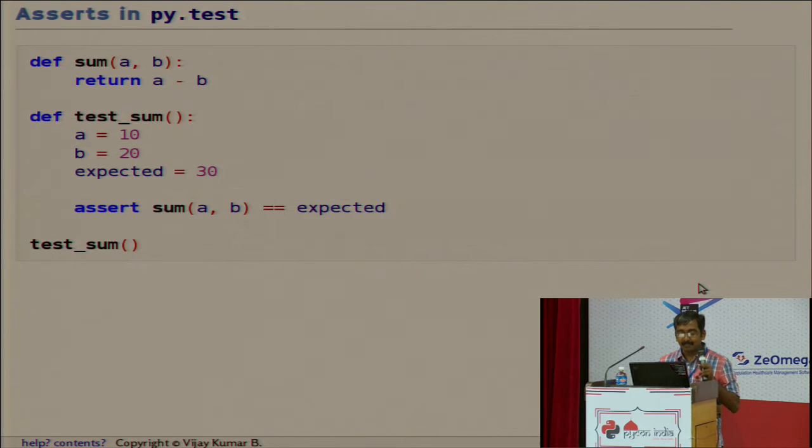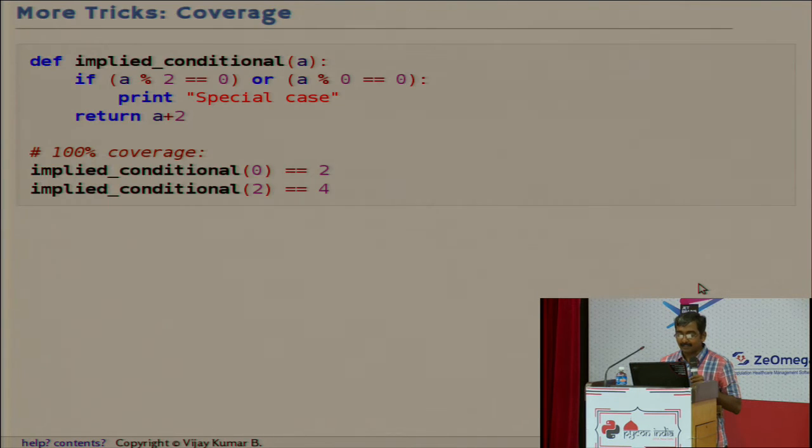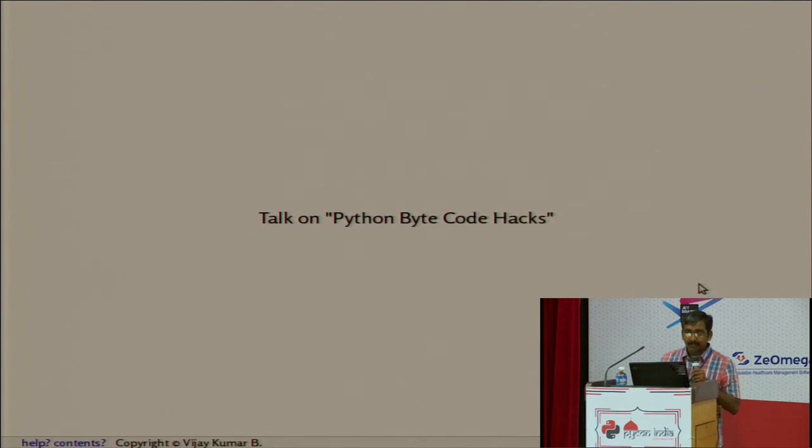Since we're running out of time, this is something that PyTest also does. You can look at the links later on. There are lots of interesting things going on. There's an effort going on to standardize the Python bytecode. There are also efforts to add code transform APIs to hook into Python and transform the AST and bytecode on the fly. If you're interested in bytecode hacks, there's a talk tomorrow by me.